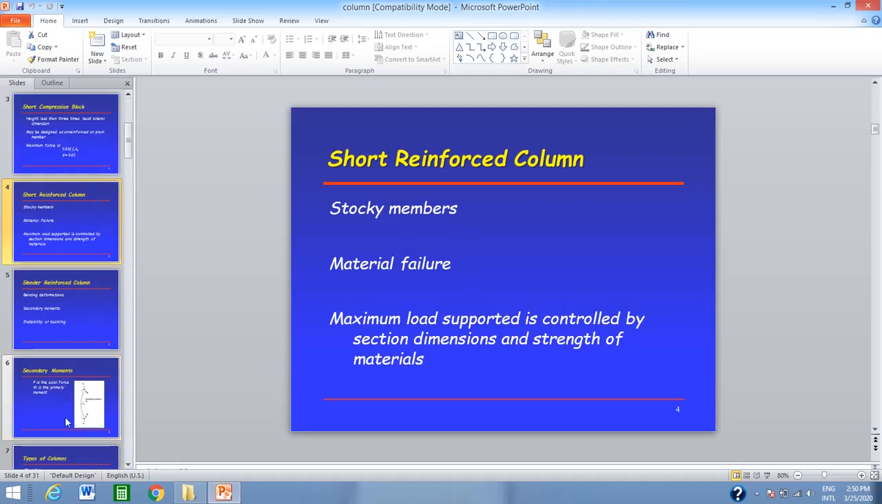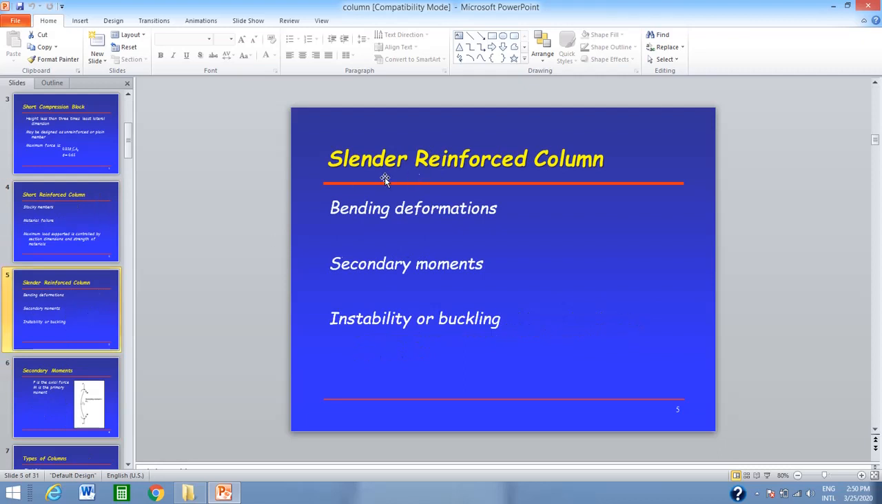On the other hand, there is the slender reinforced column, or you can say the long column. When the effective length of the column divided by the least lateral dimension of the column is more than 12, you can call this a long column. In a long column, basically there is deformation due to bending. Secondary moments develop here also, and it generally fails by buckling. There are two things we generally go through, that is buckling as well as bending.